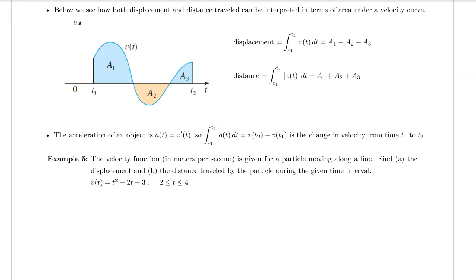The acceleration of an object is a of t, which is equal to the first derivative of the velocity function, or v prime of t. So the definite integral from time 1 to time 2 of the acceleration function dt is equal to the velocity function evaluated at time 2 minus the velocity function evaluated at time 1. And this is the change in velocity from time 1 to time 2.